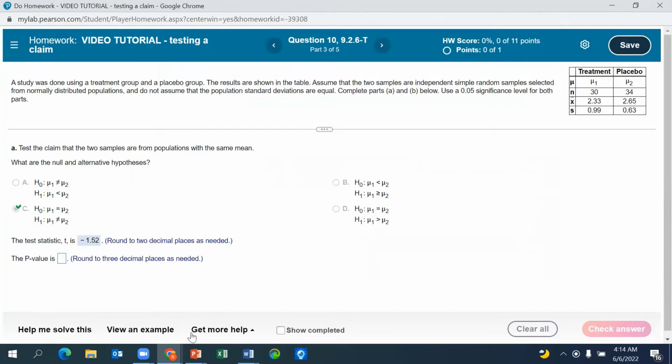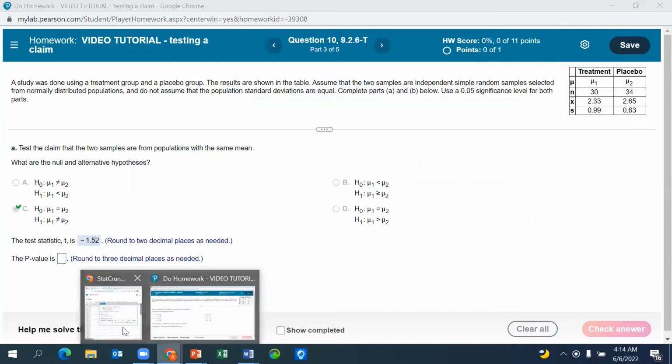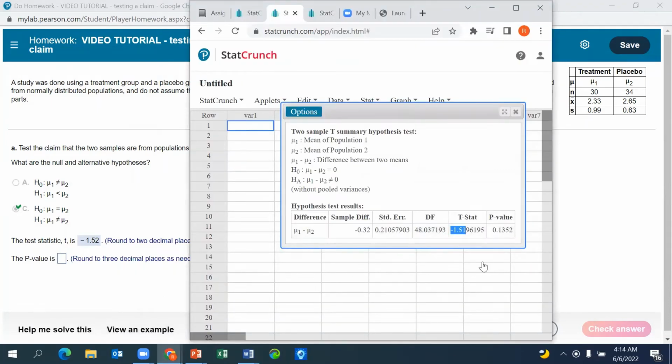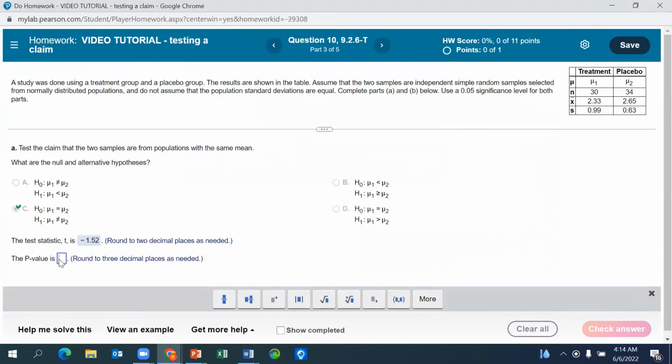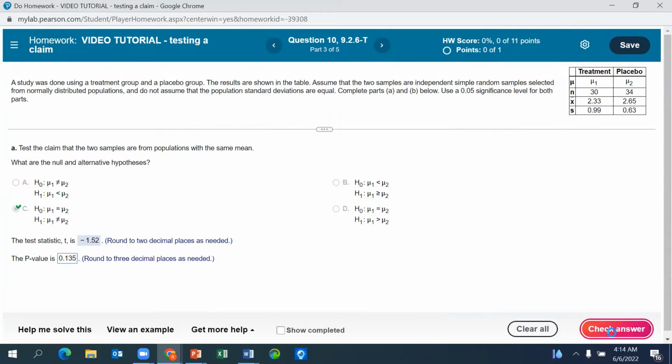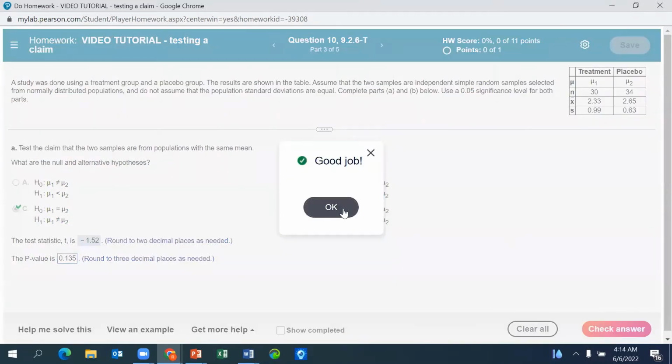Now we need to find the p-value. We already found it here. The p-value is 0.1352. I'm not going to be using them all because they just want 3 digits after the decimal point. So that means it's going to be 0.135. Okay, that is correct.